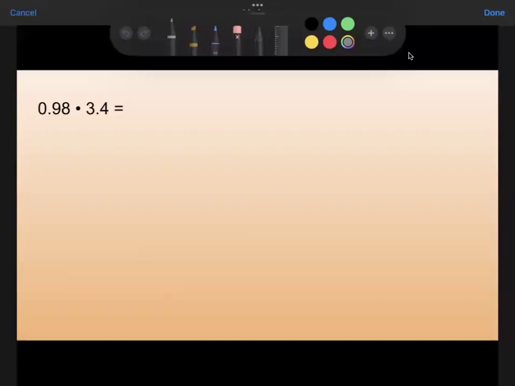Okay, here is our last problem for today's video. What we're going to do is multiply 0.98 times 3.4. So again, we're going to remove those decimals for now. Instead of 0.98, we're going to do 98 on the top. And instead of 3.4, we're going to do 34 right here. So we're going to go ahead and multiply those first.